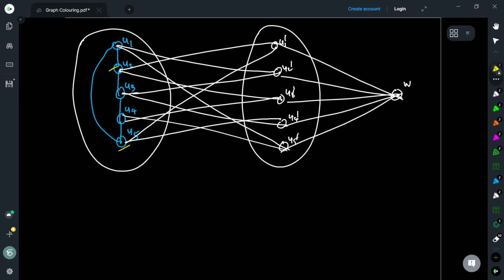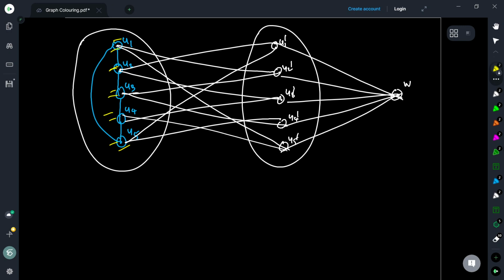Similarly, for U2 dash, the neighbors of U2 are U1 and U3, so it will be connected to U1 and U3. Then U3 dash is connected to U2 and U4. U4 dash is connected to U3 and U5. And U5 dash is connected to U4 and U1. So we have introduced all the new vertices, and then we make a new vertex W which is adjacent to each of these.